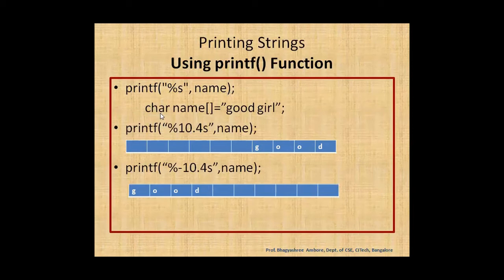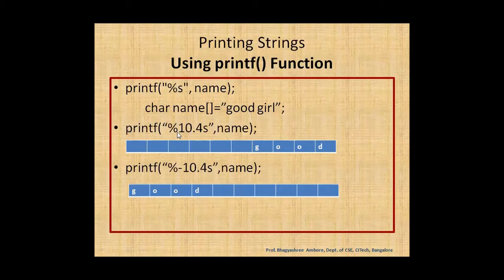One initialization I have done: character name with no size, and I have given good girl. In this case the compiler counts the number of characters, so we will also count. 1, 2, 3, 4. There is a space. 5, 6, 7, 8, 9. So what is the size here? 10, because the last one is space given for the null character. With this declaration you can use printf percentage s, name, and name will print good girl.